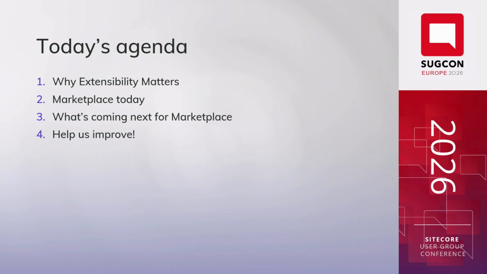So to divide this session today, we have prepared these 4 sections. We will speak first about why extensibility matters in the context of Sitecore. We will then speak a bit about Marketplace today, how it looks like, what we are working on, then what is coming next, what our plans for the future are, and then the section for you to help us improve.